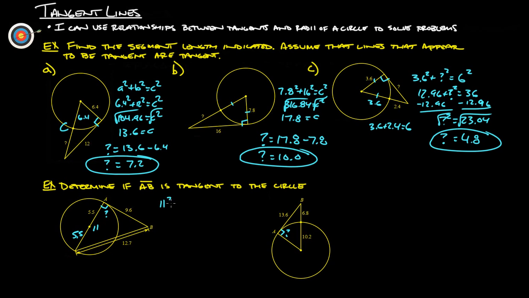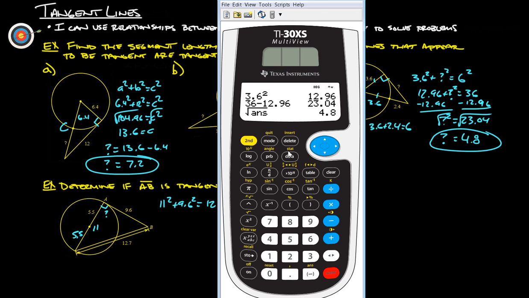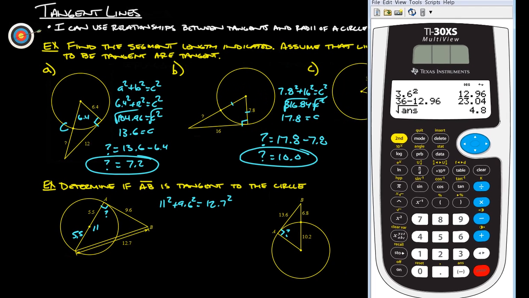So we'd have 11 squared plus 9.6 squared. Does that equal 12.7 squared? That's all we got to figure out. And if it does, that means it's a tangent, because that means that this is a right angle. If this is not true, then it's not a tangent to the circle. All right. Let's calculate this out.